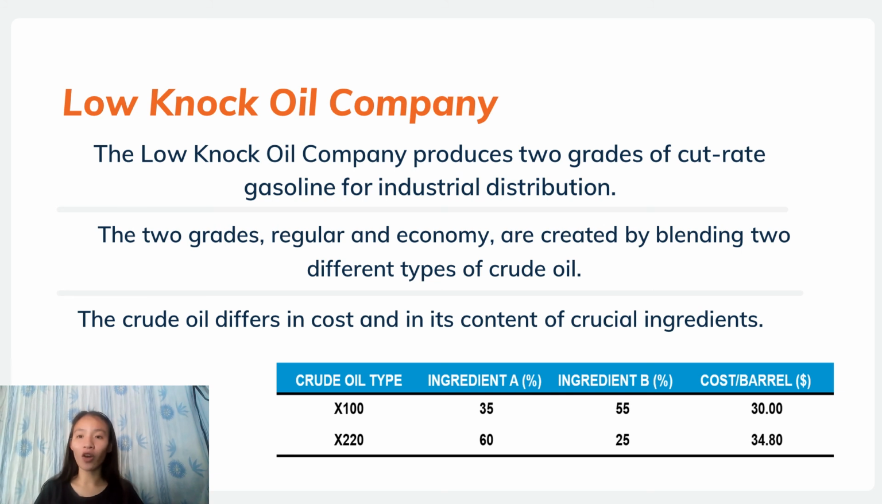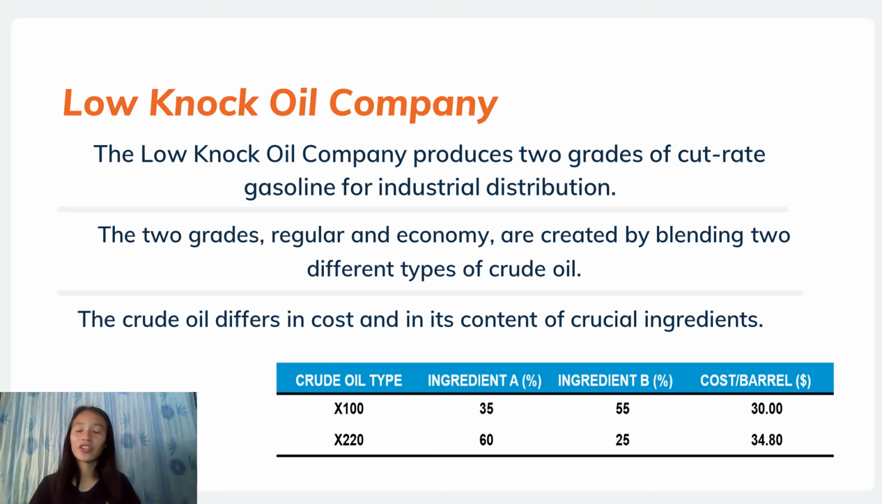The Low-NAC Oil Company produces two grades of cut-rate gasoline for industrial distribution. The two grades, regular and economy, are created by blending two different types of crude oil. The crude oils differ in their cost and their content of crucial ingredients. The table below indicates the two types of crude oil, the percentage of crucial ingredients found in each crude oil, and the cost per barrel for each.